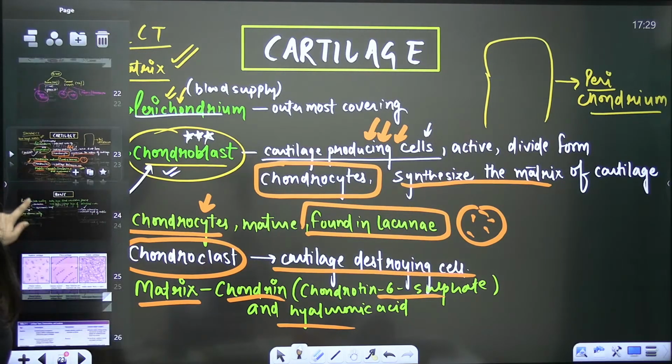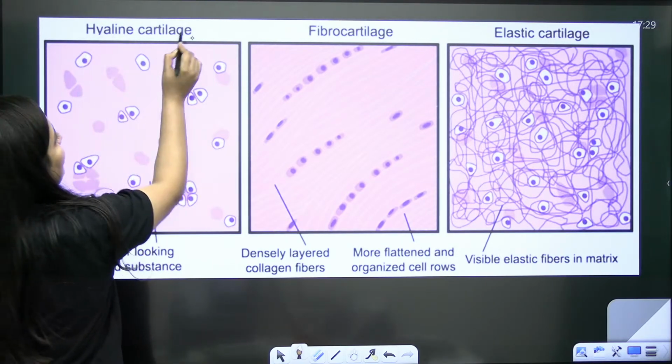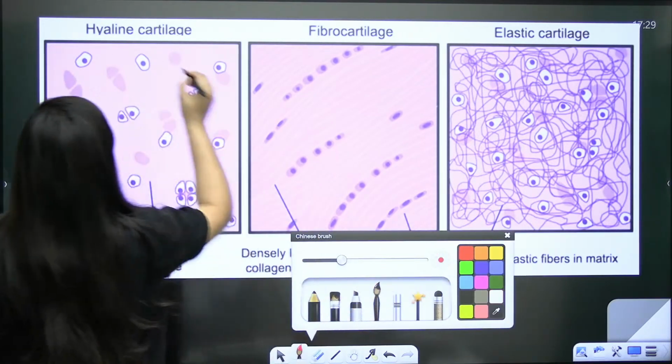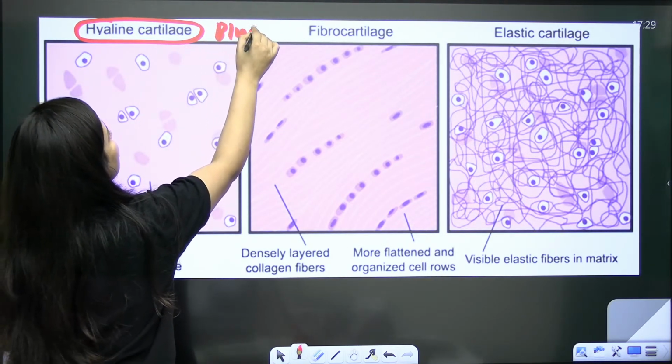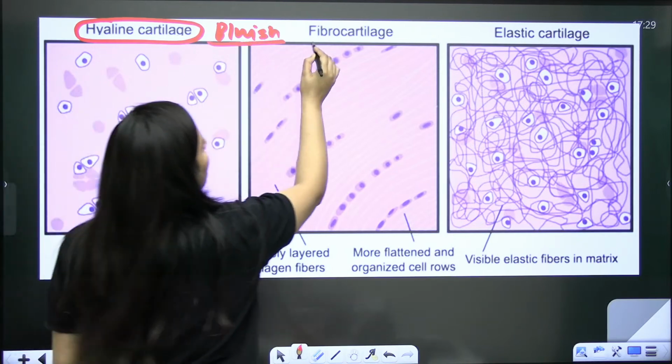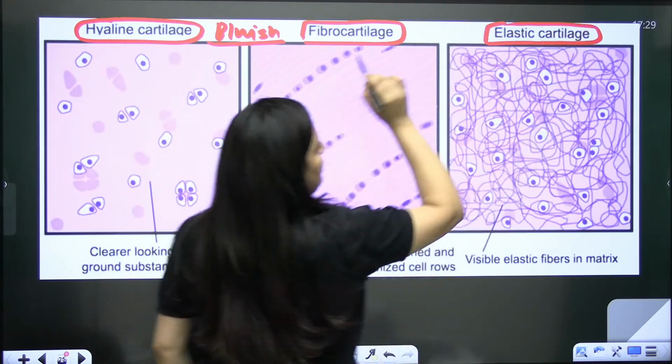Okay, so we have three different types of cartilages. One is your hyaline cartilage, which is bluish as well, with a glassy appearance. Then you have fibrous cartilage, fibrocartilage, and then comes the elastic cartilage.